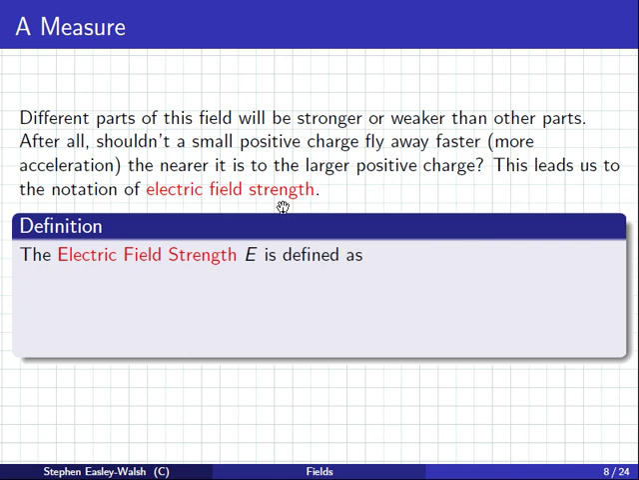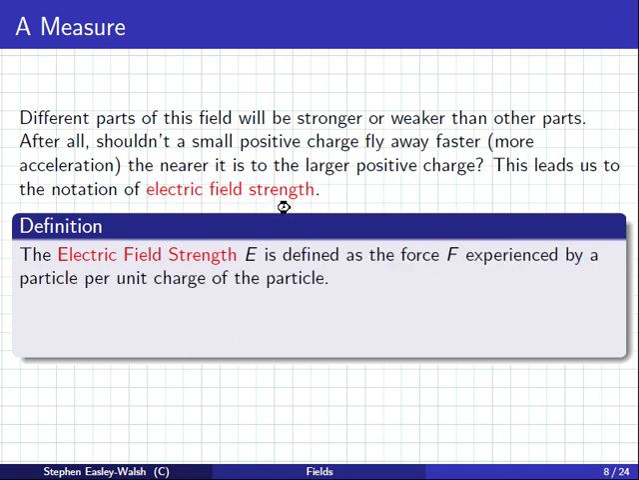The way we do that is quite simple. The electric field strength, which we use the letter E for, is simply defined as the force per charge, or the formula F over Q. The bigger the E, the more force per charge, the stronger we say the field is. It's the electric field strength at a point.